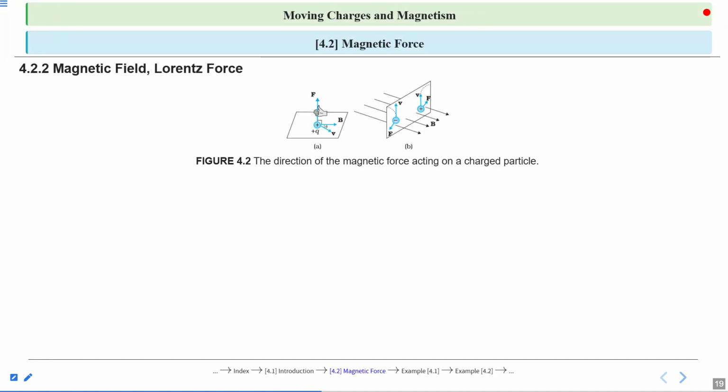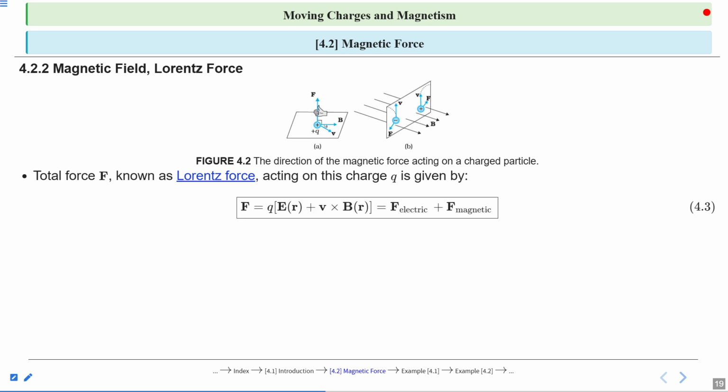Figure 4.2 again. Now the total force F, known as the Lorentz force, acting on this charge q is given by the following. This charge q is moving in space where both electric field and magnetic field exist, with velocity v. So the Lorentz force is given by F = q[E(r) + v × B]. This is a cross, not multiply. It means the cross product of velocity and magnetic field. So q times, in the bracket, the electric field E(r) plus v cross B.